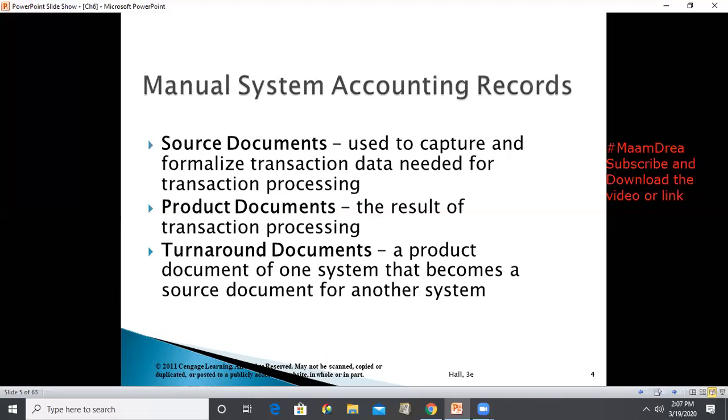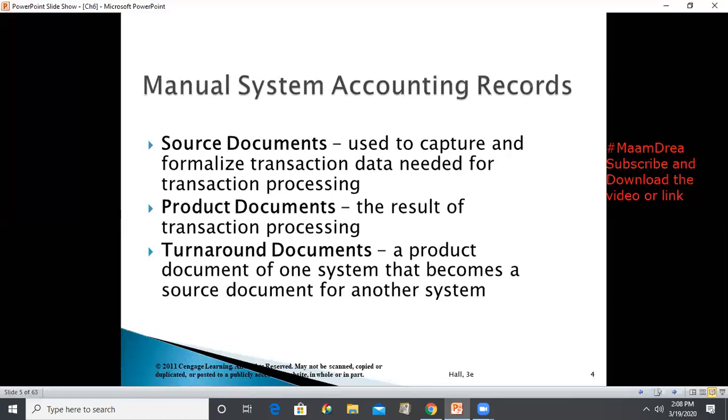In this section, we illustrated the source documents as used to capture and formalize transaction data needed for transaction processing. Most of it is the beginning of the transactions.